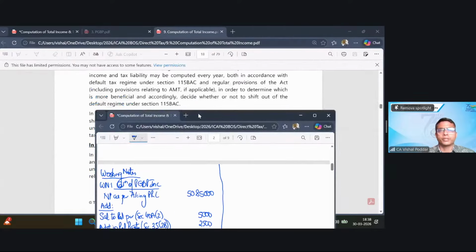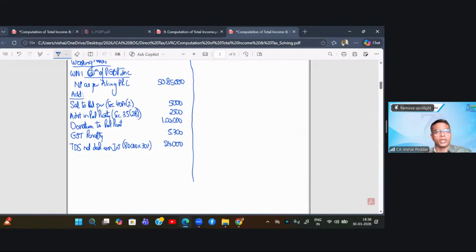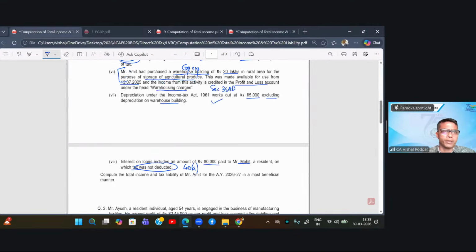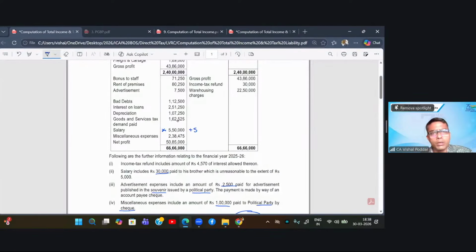And for depreciation, I always prefer that we add back the entire depreciation as per books and deduct the entire depreciation as per IT. So how much is the depreciation as per books? 107,250.